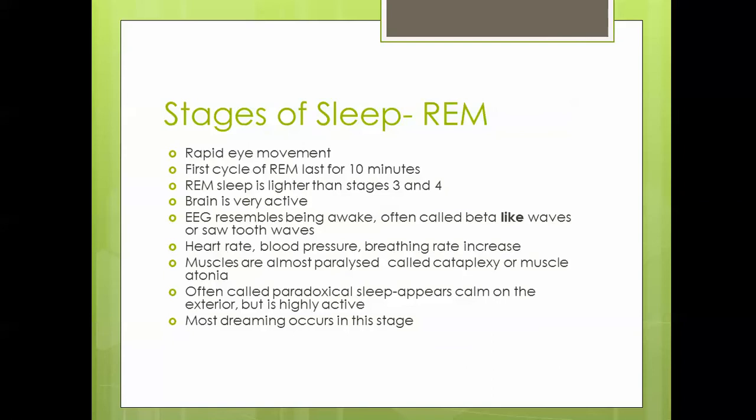Our heart rate, blood pressure and breathing rate increase back to normal during REM sleep. Your muscles are paralysed or almost paralysed. You still do have some basic movement, and this is often called muscle atonia or cataplexia. And basically it means that you can't act out your dreams. And we know that most dreaming occurs during this stage, about 80% of it. They do believe that some dreaming occurs in non-REM sleep, but we tend to not remember that dreaming. So most of our dreaming that we'll remember happens in REM sleep.